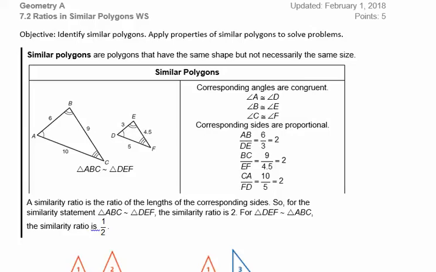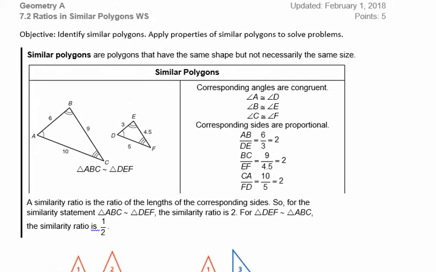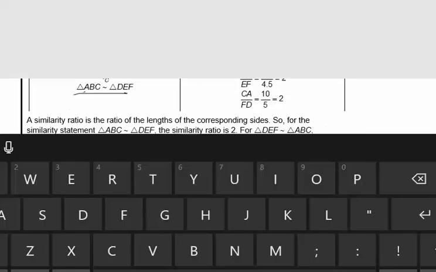This is a very important lesson, so you want to make sure that you understand it completely. Similar polygons have the same shape but not the same size. You need to identify the congruent angles. Some of them will be marked, some of them you'll have to figure out, and the corresponding sides. So it's really important that you do that correctly. You can write a similarity statement, that's what this is here, and you can find the similarity ratio by looking at the corresponding side ratios.